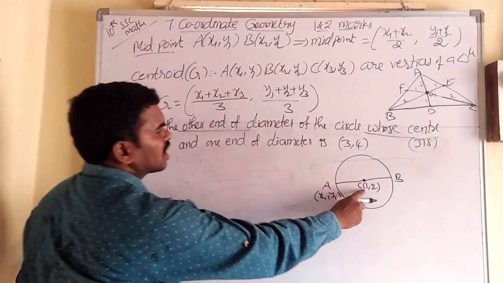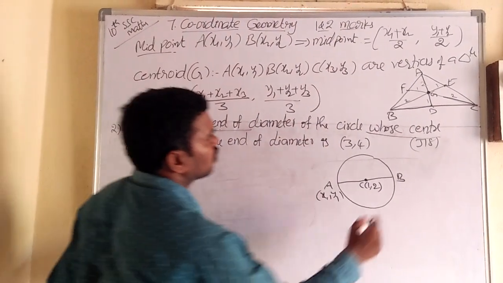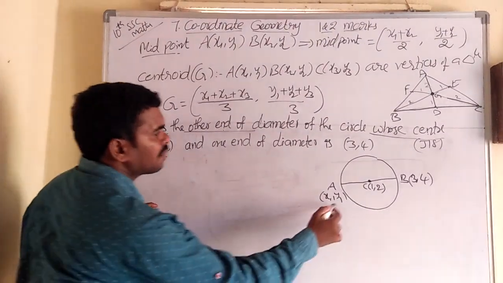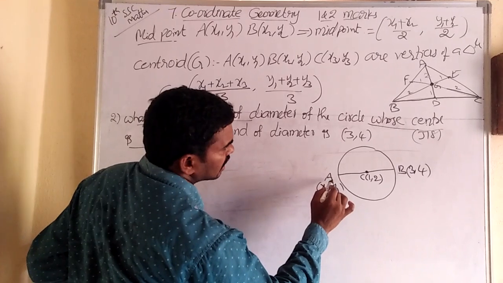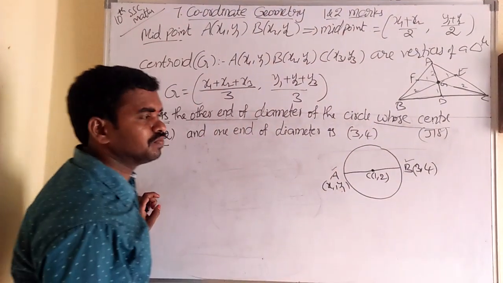So the center is (1, 2), and one end of the diameter is (3, 4). The other end is what? We have to find this. See the diagram. We can say that the midpoint of A and B is (1, 2).